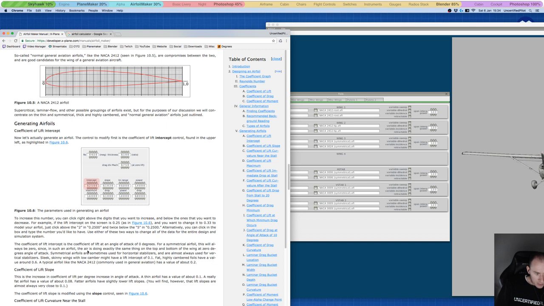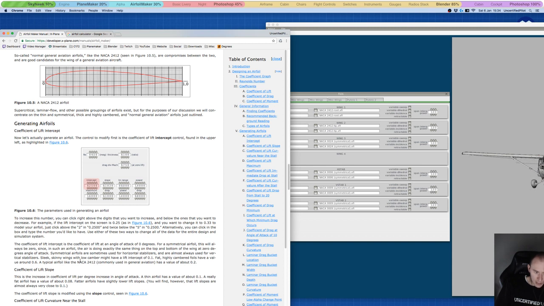The coefficient of lift intercept is the coefficient of lift at an angle of 0 degrees. For a symmetrical airfoil, this will always be 0, since in such an airfoil, the airflow is doing exactly the same on top and off the bottom of the wing at 0 degrees angle of attack. Exactly, that's why it's symmetrical. Symmetrical airfoils are sometimes used for horizontal stabilizers and almost always for vertical stabilizers.